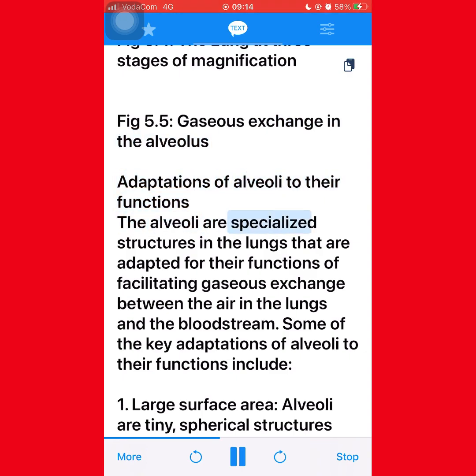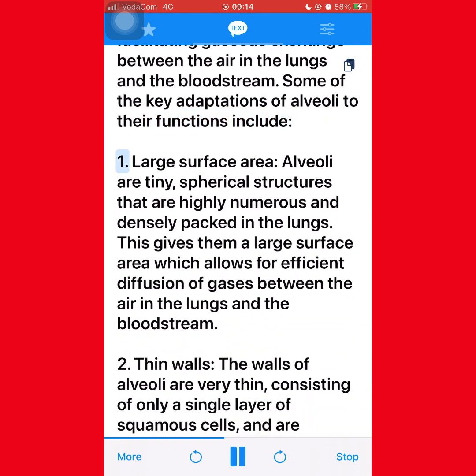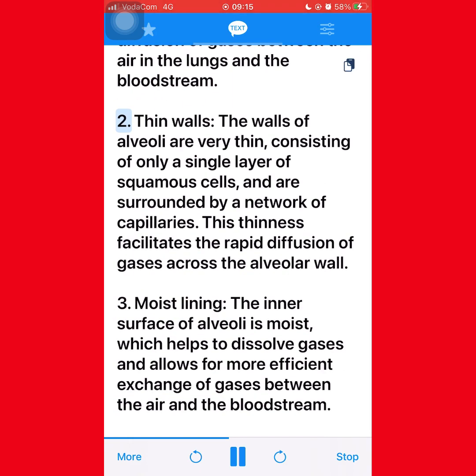The alveoli are specialized structures in the lungs that are adapted for their functions of facilitating gaseous exchange between the air in the lungs and the bloodstream. Some of the key adaptations of alveoli to their functions include 1. Large surface area. Alveoli are tiny, spherical structures that are highly numerous and densely packed in the lungs. This gives them a large surface area which allows for efficient diffusion of gases between the air in the lungs and the bloodstream.